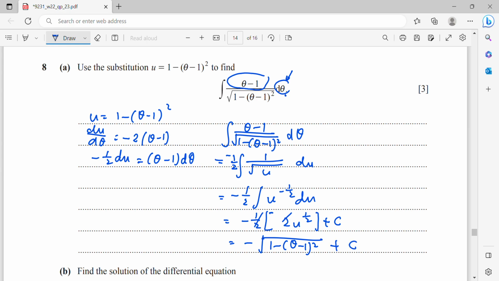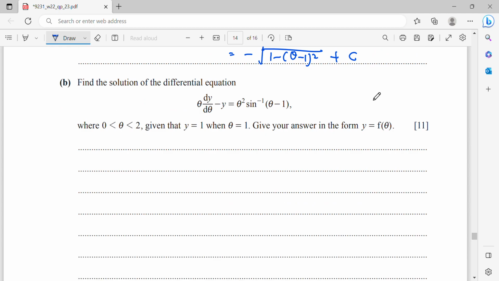Alright, so this is how we solve 8a. Now, for the b, find the solution of the differential equation. This is first order. Given y equals 1 and theta equals 1, give your answer in the form y equals f of theta, and it carries 11 marks.